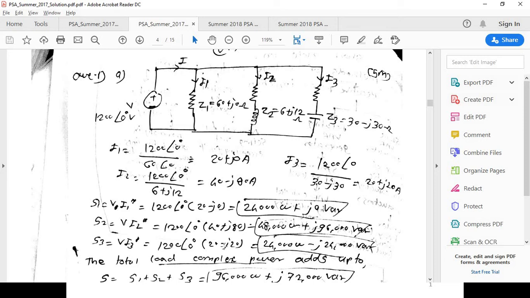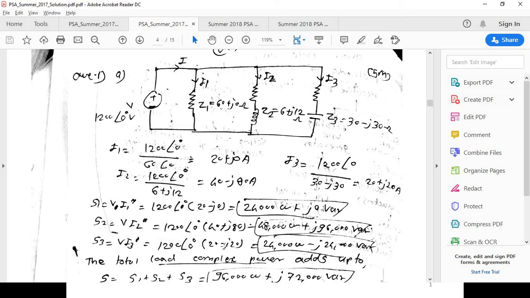For example, suppose there is a question: what is the active power consumed and reactive power consumed by the load 1? Then S1 is equal to 24,000 watt plus j0 VAR. That means active power consumed is 24,000 watt and reactive power is 0 volt ampere reactive. Now another question in this numerical is to calculate total complex power.